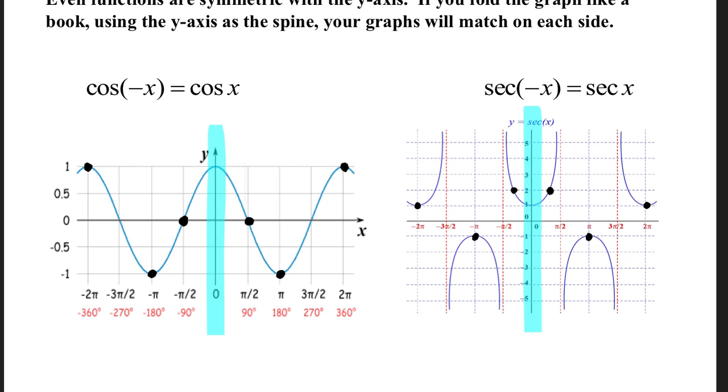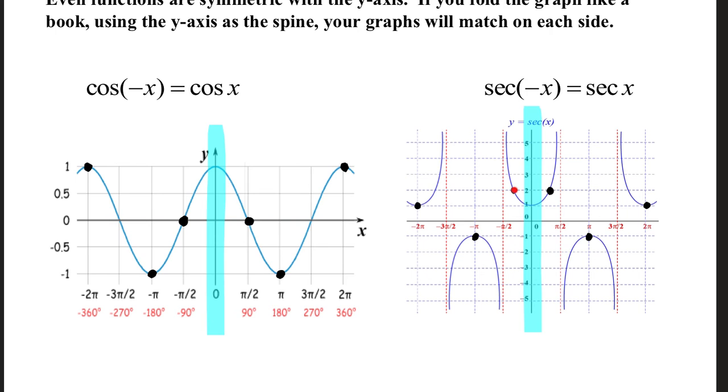Mathematically, for an even function, cosine of a negative angle is identical to cosine of that positive angle. For example, cosine of negative pi over 2 is 0. Cosine of positive pi over 2 is also 0. Cosine of negative pi is negative 1. Cosine of positive pi is also negative 1. So no matter which angle you pick, if you pick a negative angle, its positive cousin will have the same cosine value. Same thing for secant.